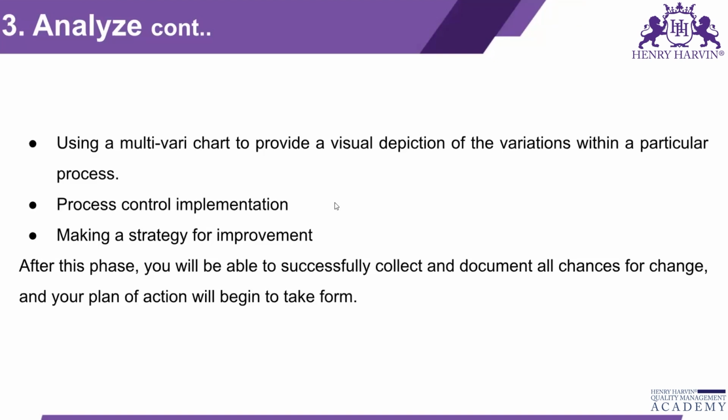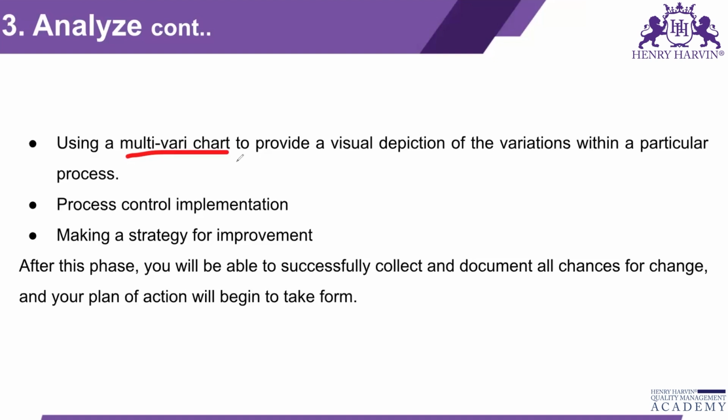Using a multivariate chart to provide a visual depiction of the variations within a particular process. Process control implementation, making a strategy for improvement. After this phase, you will be able to successfully collect and document all chances for change, and your plan of action will begin to take form. So what is a multivariate chart? It is a depiction that helps us understand two-direction factors, a plot done in two directions.